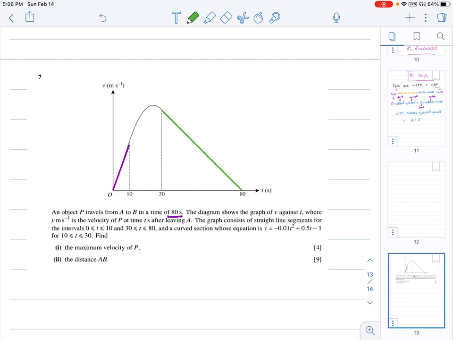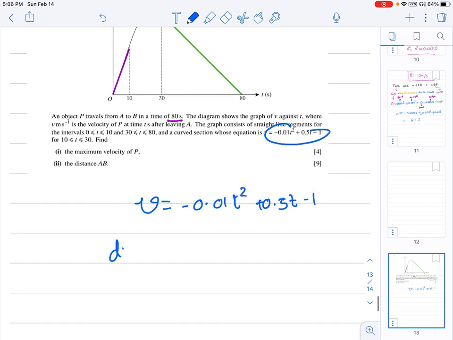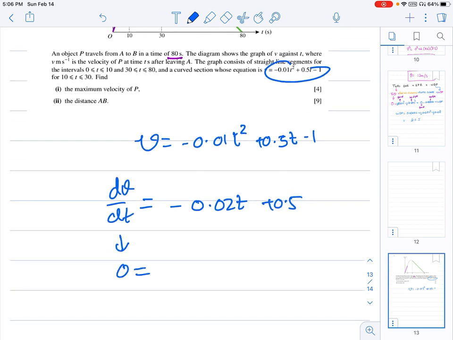The curved part. Find the maximum velocity of P. So the maximum velocity of P occurs only during the curved part. So V is equal to minus 0.01 t square plus 0.5 t minus 1. So find dV upon dt. Minus 0.02 t plus 0.5. So it should be equal to 0 at the maximum point. First derivative is equal to 0.